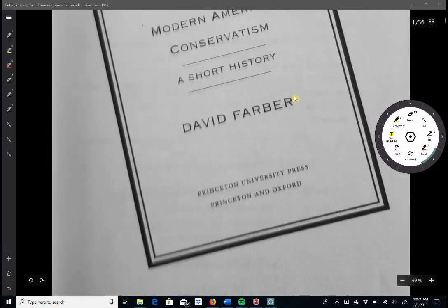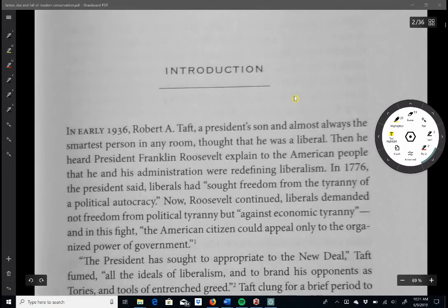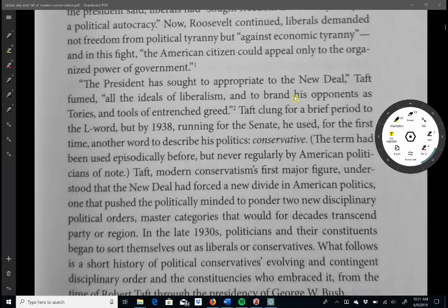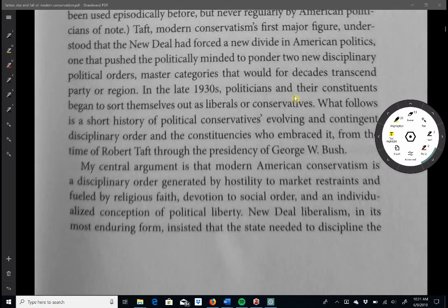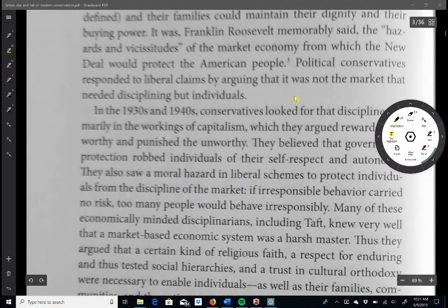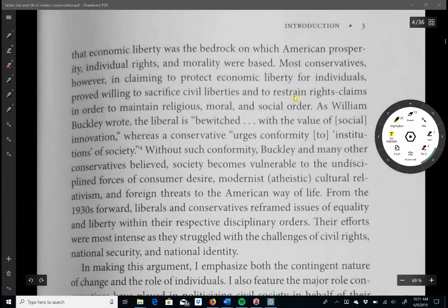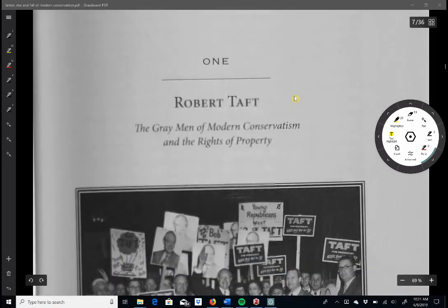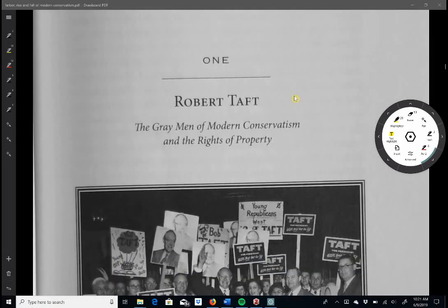And so one of the things that I try to do for you here is actually start a little bit before the chapter and get in the introduction, because in the introduction, Farber lays out some of those core ideas of what he thinks are there in conservatism. So I hope that it's going to help you a little bit. And then he continues to do that once we get into the actual chapter on Robert Taft.